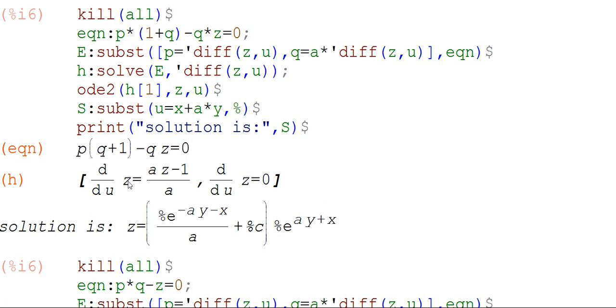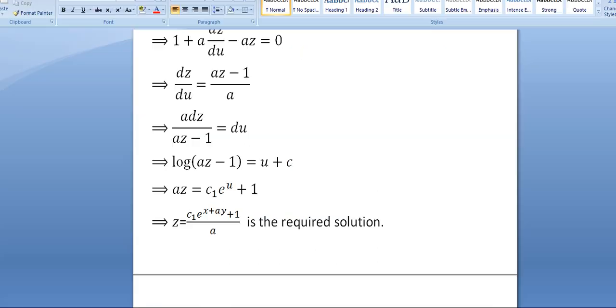In the solve I am having two terms. So this is not required for me. So again I am taking here dz by du into az minus 1. This is the first term of this h. So I took ODE2 of h of 1. When I execute this, I am getting the output in this manner. So both the outputs are one and the same. So we will take one more problem of this now.